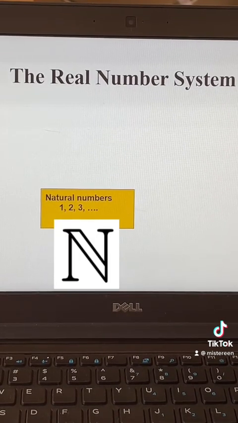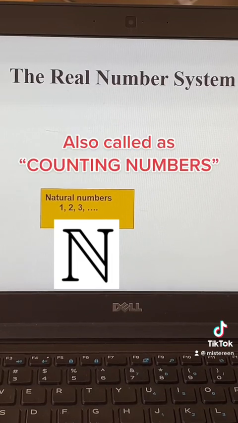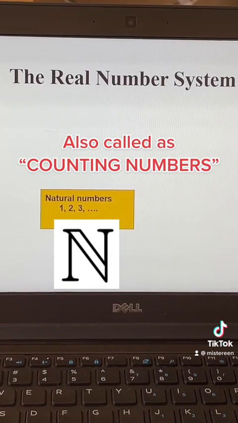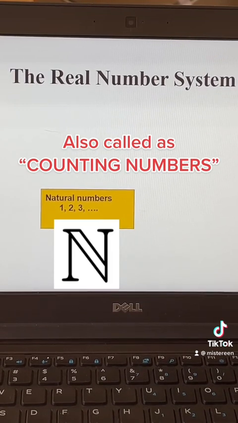So, these numbers are also called the counting numbers because they are the numbers that we use to count. We start to count from 1, followed by 2, 3, and so on. So, that's the natural numbers.